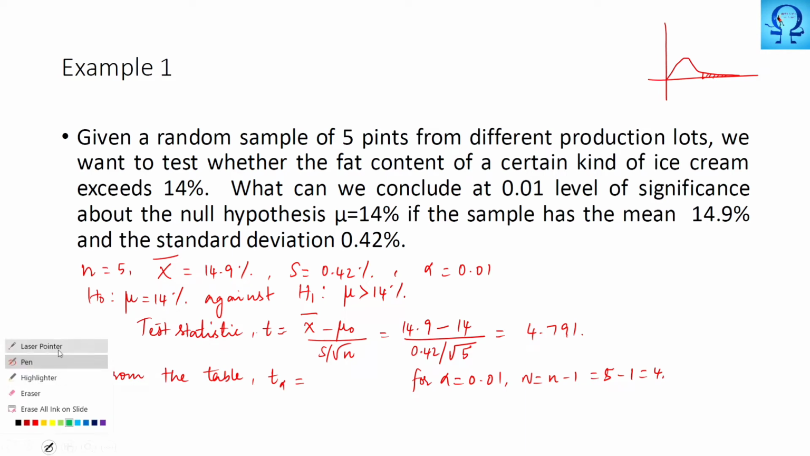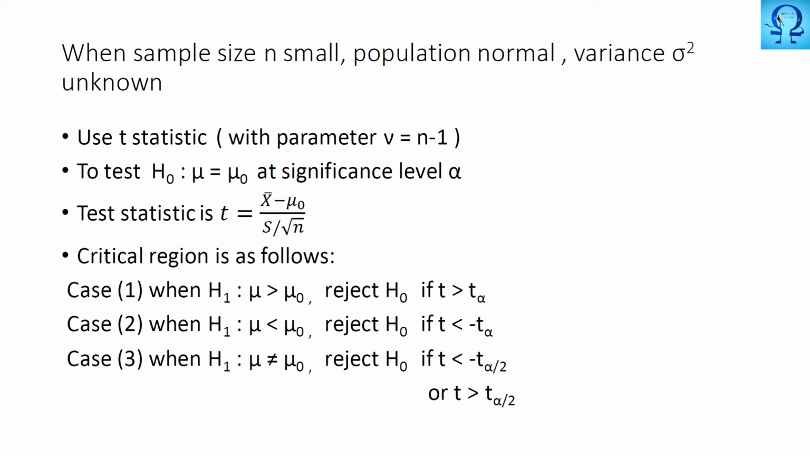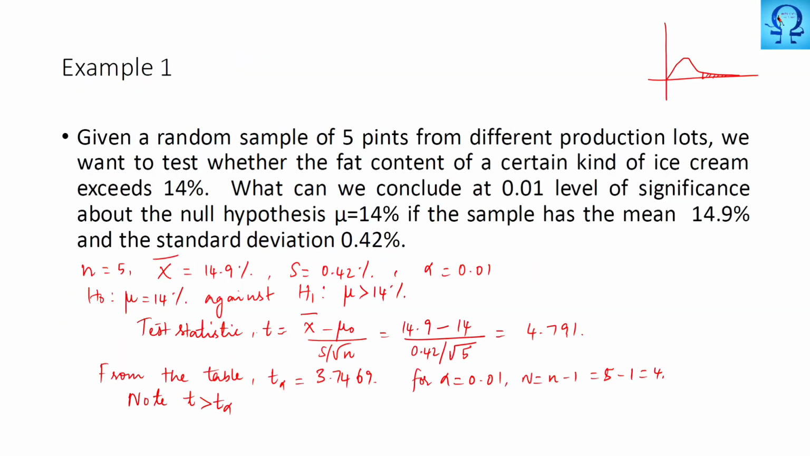So from the table, we have read that it is 3.7469. Note that our t value is greater than t alpha. When t is bigger than t alpha, this is the condition for the alternate hypothesis that we have. So we can very well reject the null hypothesis. Hence, reject H naught. So what do we conclude?